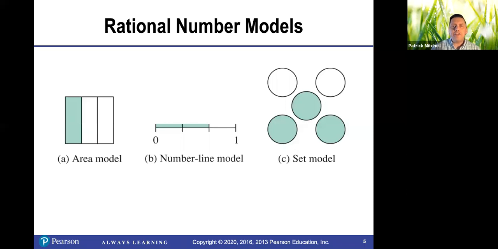Here are some rational number models. First, you see the area model. This is an area model of the fraction 1/3. Next is the number line model. Here is a number line representation of the fraction 2/3. And finally, you have the set model. Here's a set model representation of 3/5.